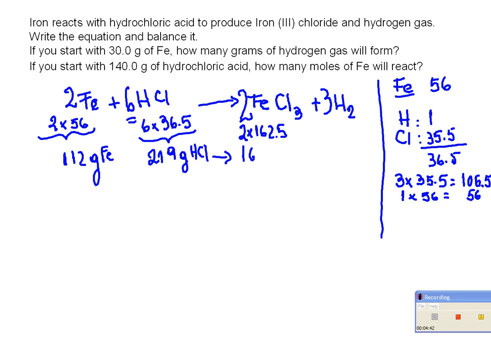Okay? And I'm going to erase this here. Now, the last one is the easiest one. How much is this? 2 times 162.5. 325 grams of iron 3 chloride, plus 3 times 2 is 6, so it's 6 grams of hydrogen.